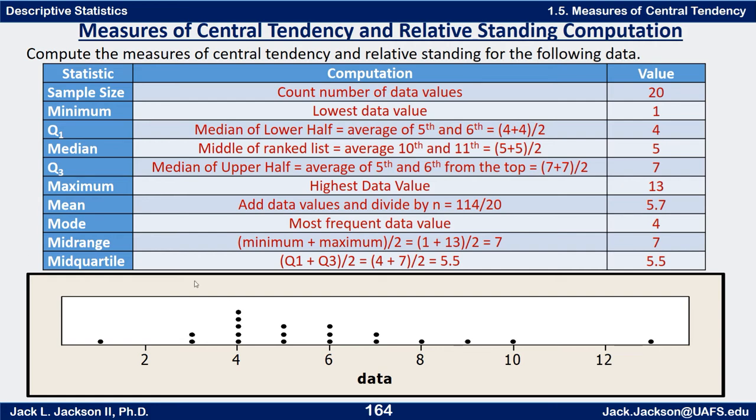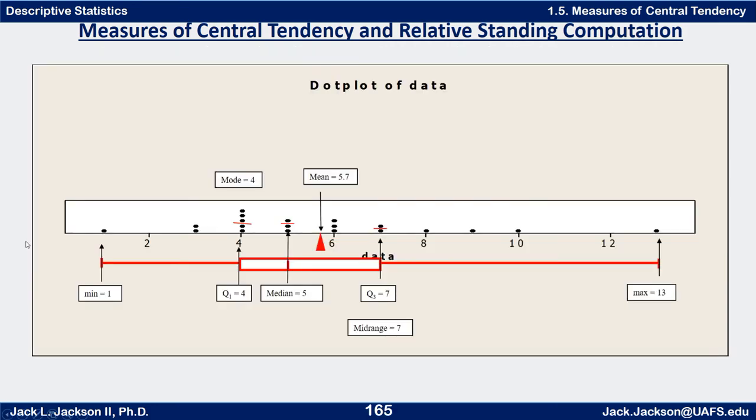Now we can illustrate those on the dot plot as well. Let's see here. So this is the same data value here. The mean is 5.7 where this triangle is. That's the balance point. You want to think of that as a center of mass. So that would be where you put the balance. And then our box and whiskers plot here illustrates the quartiles. The minimum is 1. The Q1 is 4. Median is 5. The Q3 is 7. The max is 13. And of course the box is our middle half of the data.